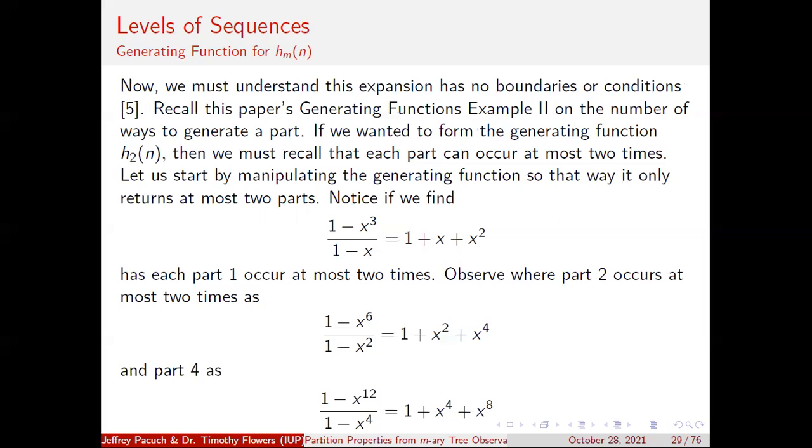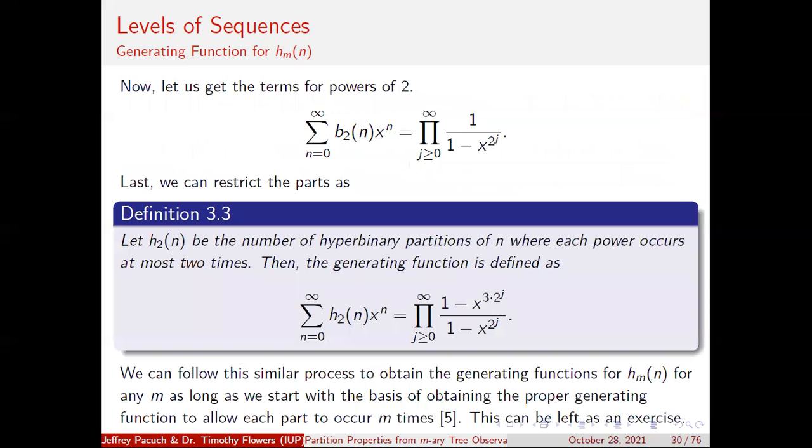And then the same as parts of 4. And you can keep it going for whatever parts that you want. You just have to be careful on the multiples. So then this leads us to saying we can find this is the generating function for powers of 2. So in this case, we just have it as 1 minus x to 2 raised to the jth power, because then this will now give us powers of 2.